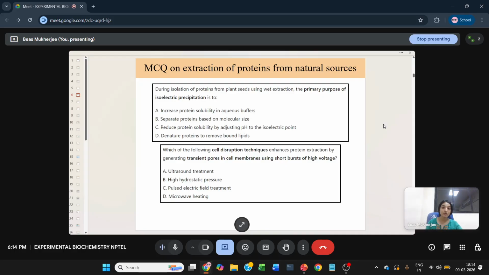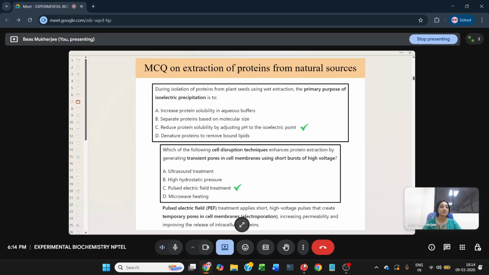Okay. For the second question, which of the following cell disruption techniques enhances protein extraction by generating transient pores in the cell membranes using short bursts of high voltage: ultrasound treatment, high hydrostatic pressure, pulse electric field treatment, and microwave heating? So we will look at the right answers.